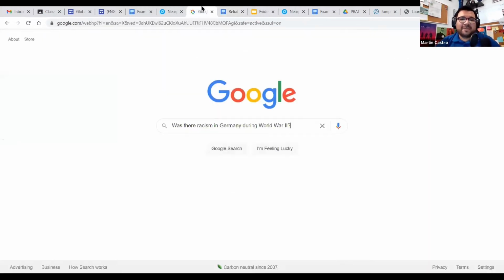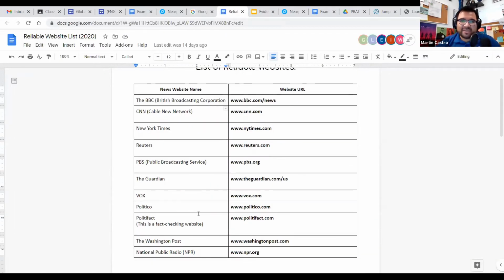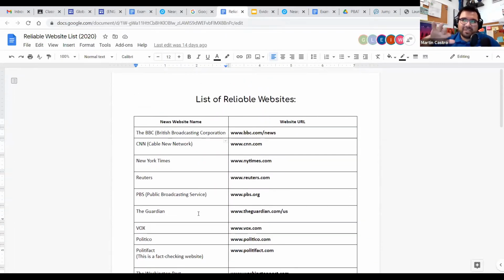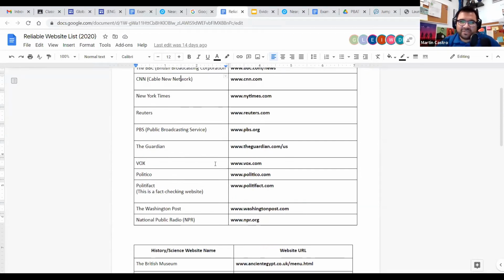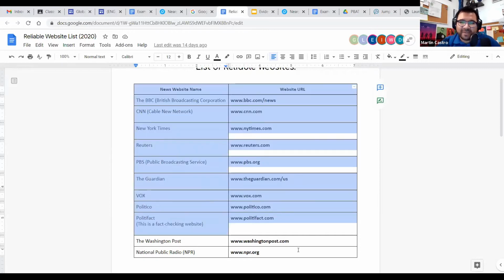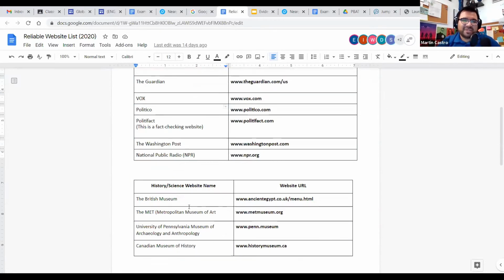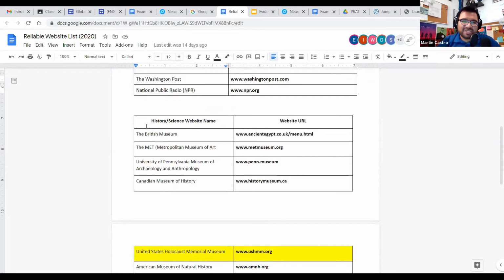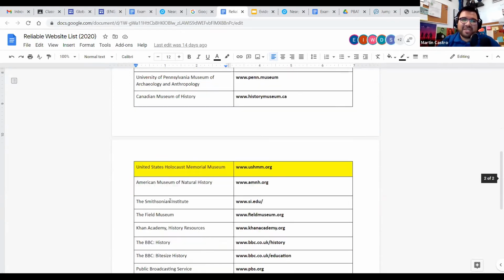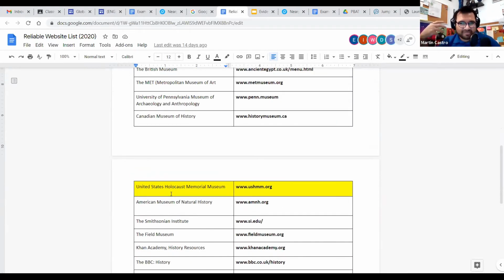So all right, so I put that information there. And because we are talking about Germany during World War II, I don't think that we should be using the news websites very much, because these news websites, they are reliable, but they focus more on things that are happening today. So we want to maybe look at the historical websites, which are museums and history websites, because they talk more about things that happened in the past.